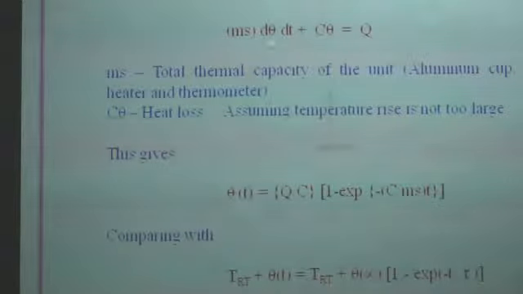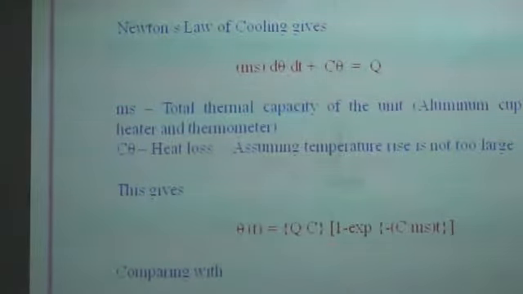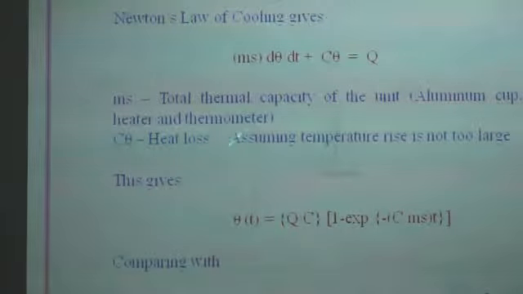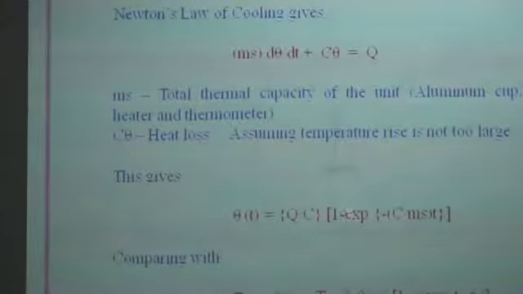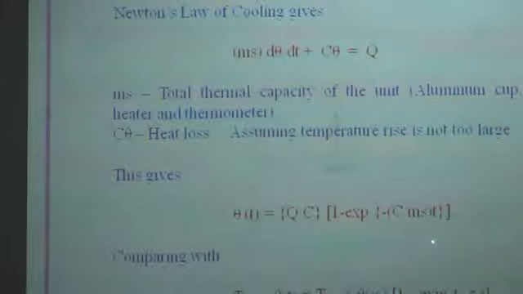So m into s into d theta over dt, this is the rate of heat taken by these things, and c theta is the heat lost by radiation. This is equal to the total heat supplied. If you solve this equation, you can see it is similar to the charging equation of a capacitor. If you compare the two, then we can write theta is equal to q over c, 1 minus e to the power minus c over ms into t.